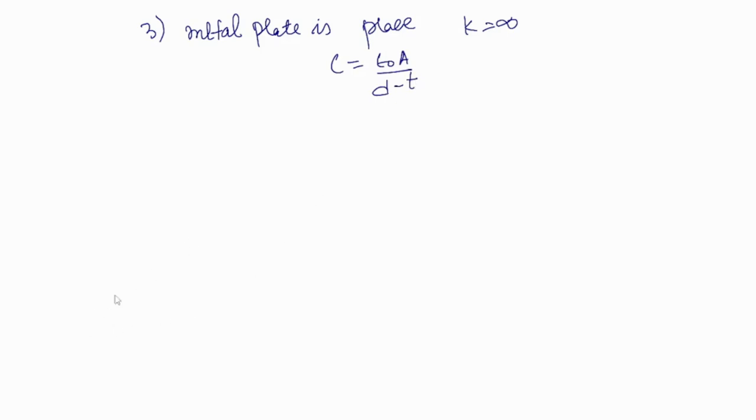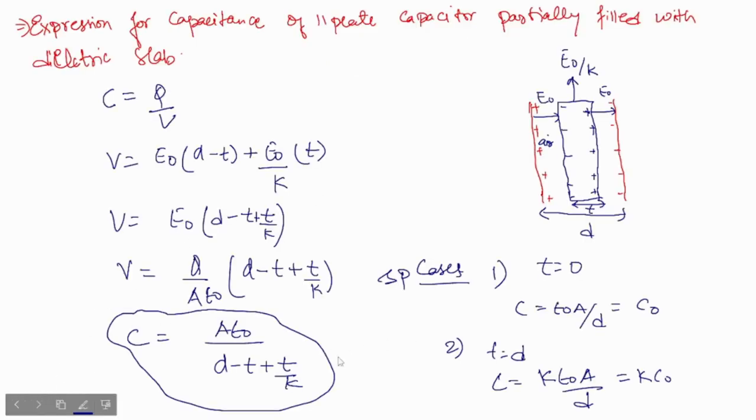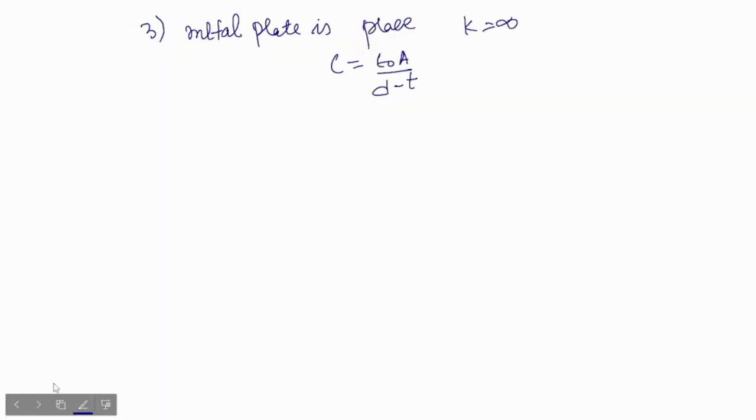Now case number 3, if instead of a dielectric a metal plate is placed, then remember one thing, for a metal plate your K will be infinite, so your C will become epsilon naught A upon d minus t, because if you put K equal to infinite, the t by k term becomes 0, and your capacitance will become epsilon naught A upon d minus t. This is your case number 3.